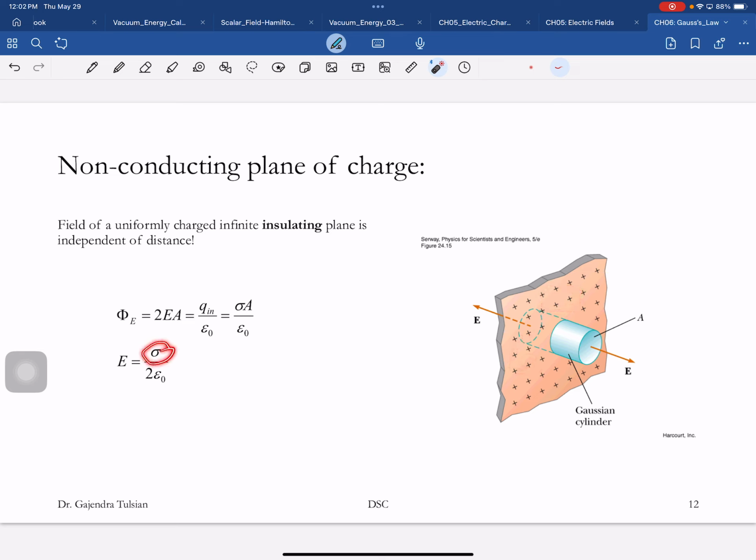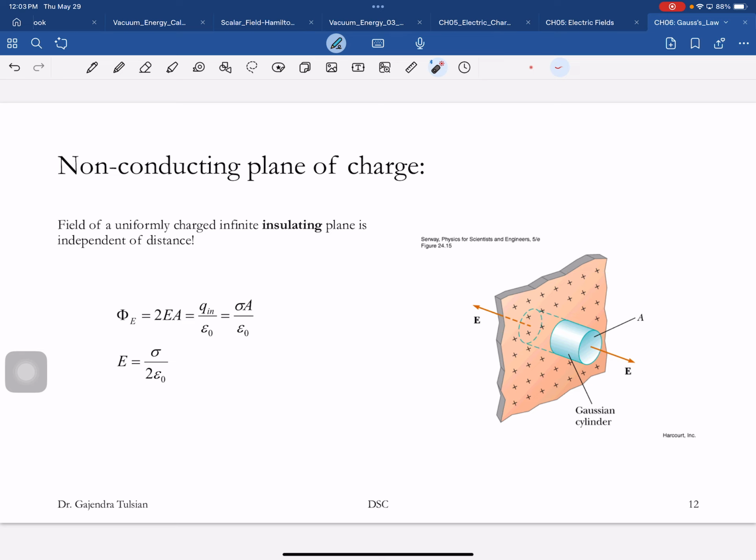And sigma, what is sigma? That's the surface area. That's the surface charge density. What does that mean? It's Q over A. Yeah, Q over A. How much charge there is per meter square.